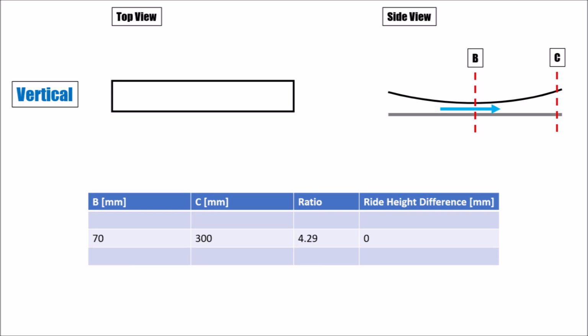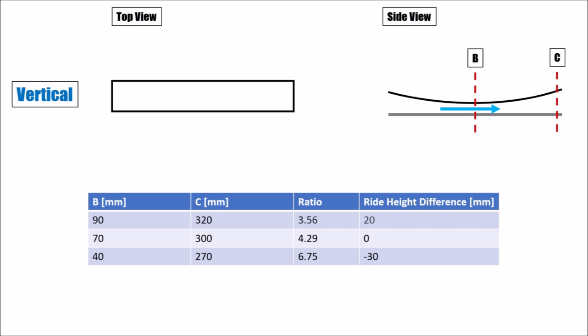Now let's have a look at what happens if, for any reason, the car changes its ride height while driving. If we reduce ride height by 30 mm, we have 40 in section B and 270 in section C. The ratio is now 6.8, which is more than 50% more than before. That means that the flow in section B is now 6.8 times faster than before. That creates more downforce, but also makes the flow more sensitive to disruptions.